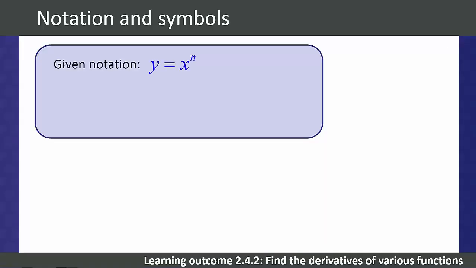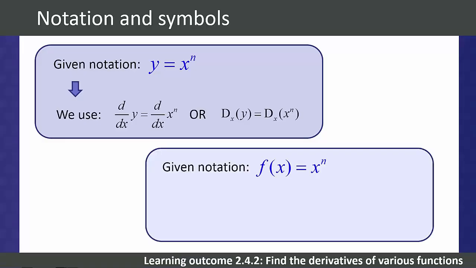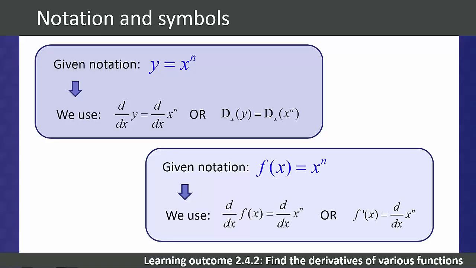If the notation y equals x to the power n is given, then both sides of the equal sign can be differentiated with respect to x. If the notation is f of x equals x to the power n, then the differentiation notation must be in the form of f of x or f prime with respect to x.